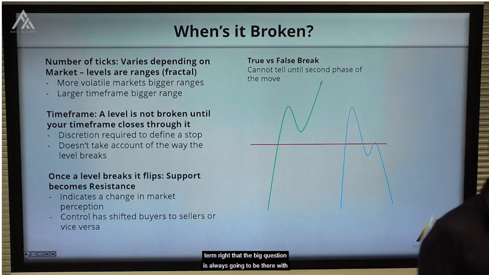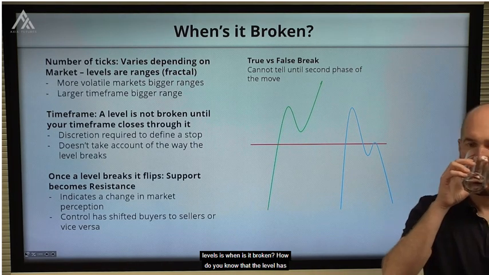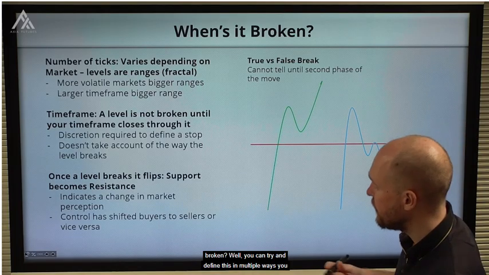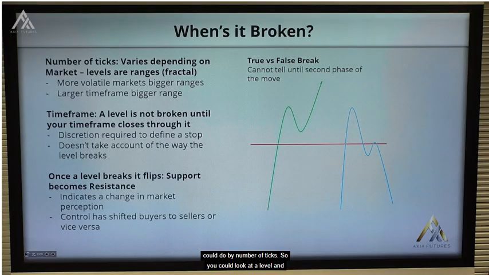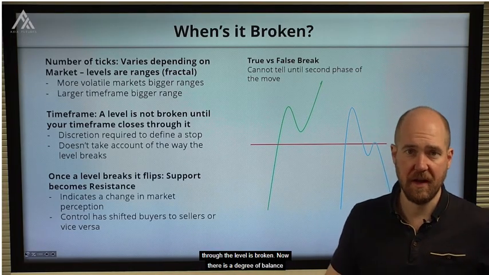Right then, the big question that is always going to be there with levels is, when is it broken? How do you know that the level has broken? Well, you can try and define this in multiple ways. You could do it by a number of ticks. So you could look at a level and say, right, I'm going to say that once it's gone X number of ticks through the level, it's broken.